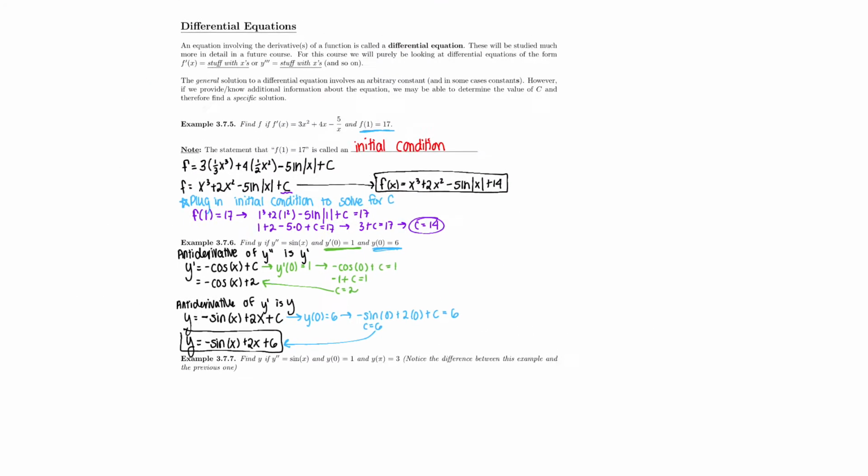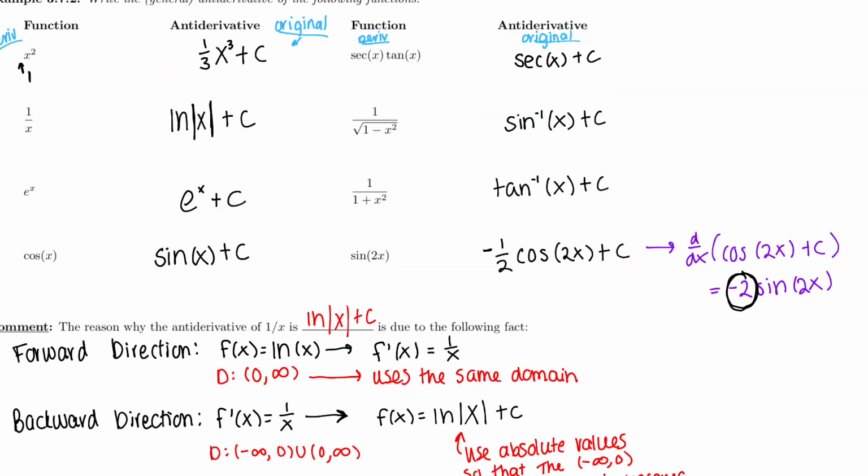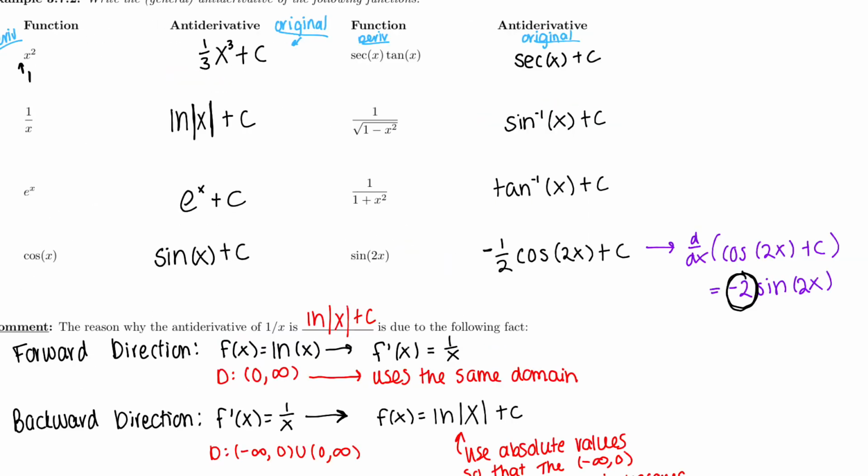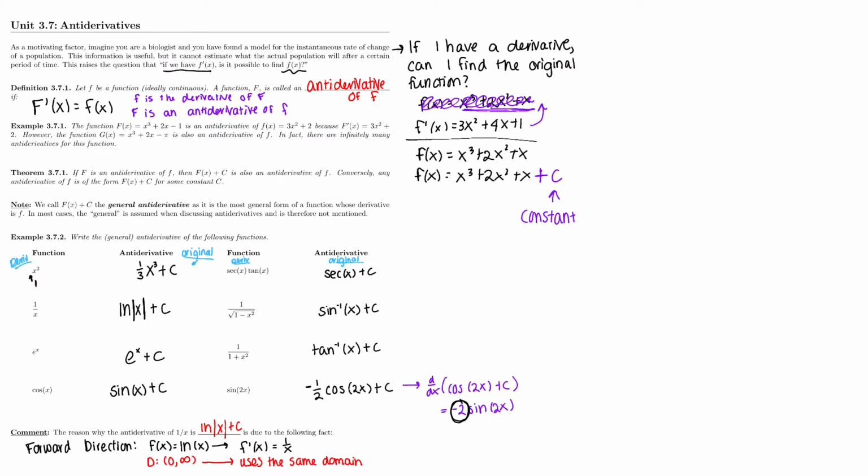antiderivatives, this section right here, 3.7. This section, 3.7, is not going to be on exam 3. 3.7 will be on the final exam, but it's not going to be on exam 3. It is part of the homework for this week, but it will not be on the exam. The exam review that's posted will not have this material on it.